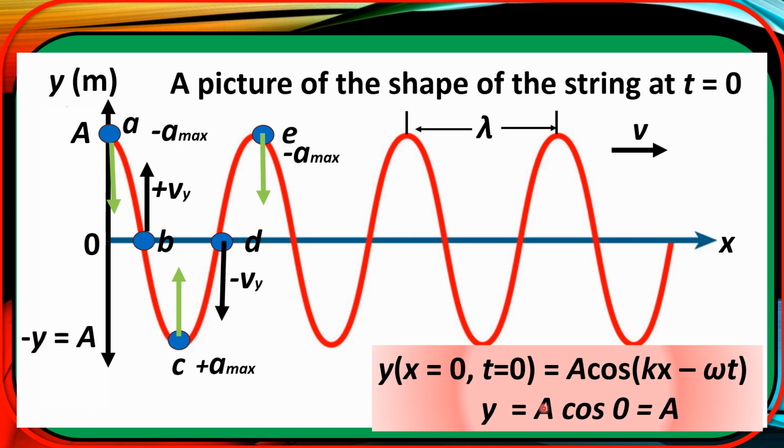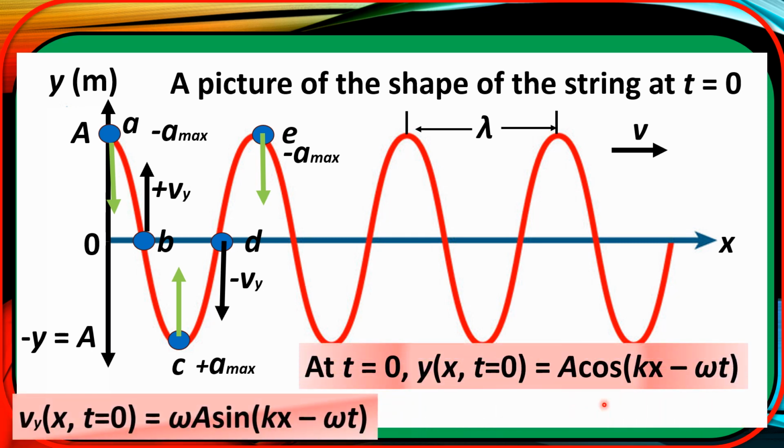Alright? So we can do the same thing for any value of x, such as particle B, particle C, particle D, particle E, and at any given time. That is the equation to use. Likewise, we also have a corresponding equation to determine the transverse velocity of any particle at any given time.